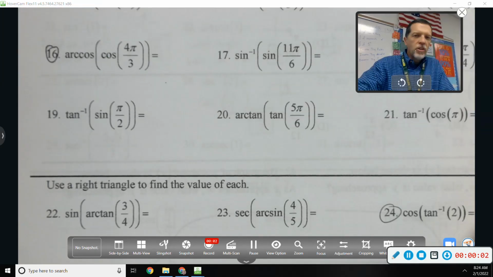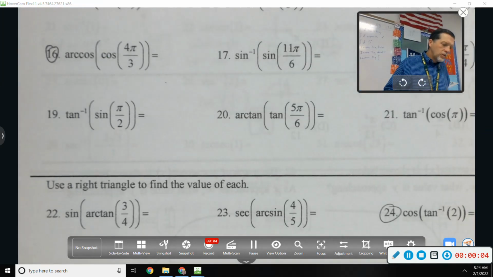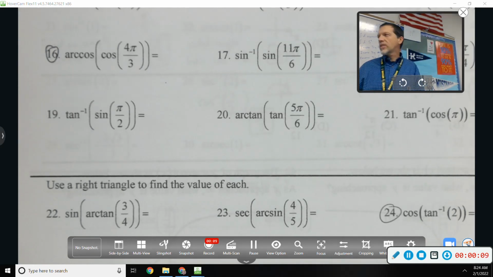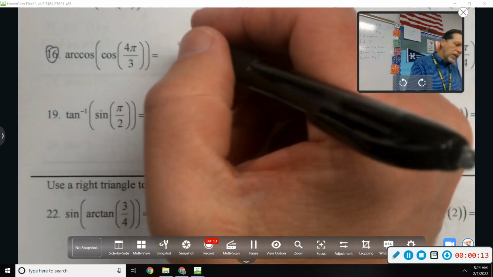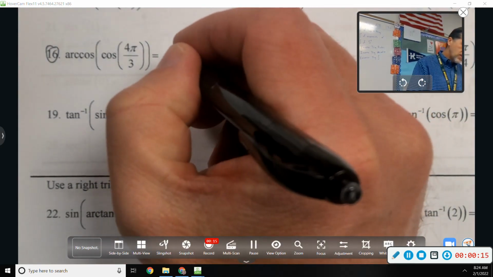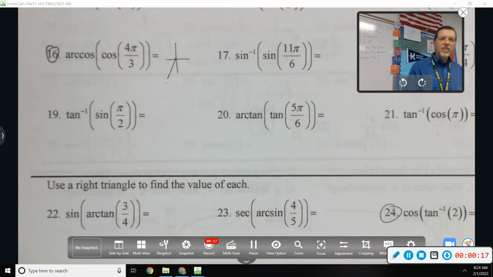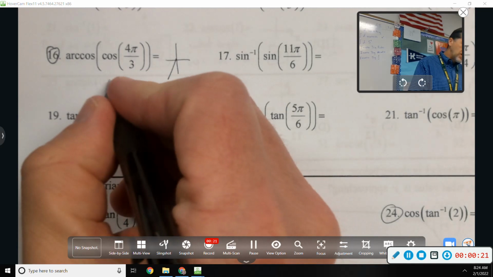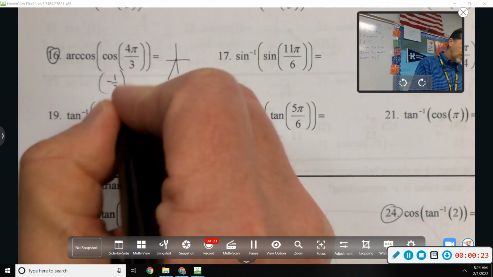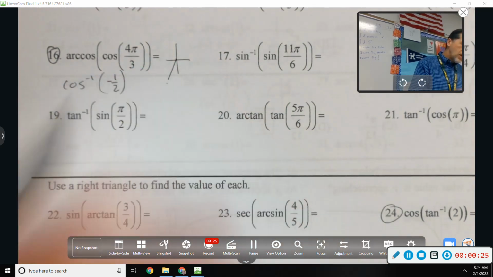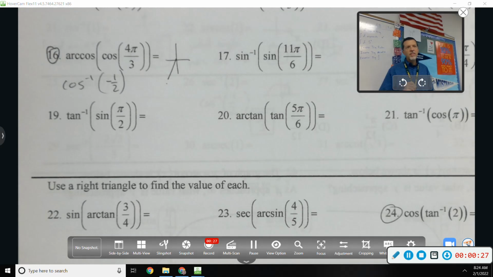So looking at worksheet 5, we'll do some of these. Arc cosine of the cosine of 4 pi over 3. Cosine 4 pi over 3, well, 4 pi over 3 is right there. Cosine would be the x-coordinate, so that would be negative 1/2. And then the inverse cosine of negative 1/2.